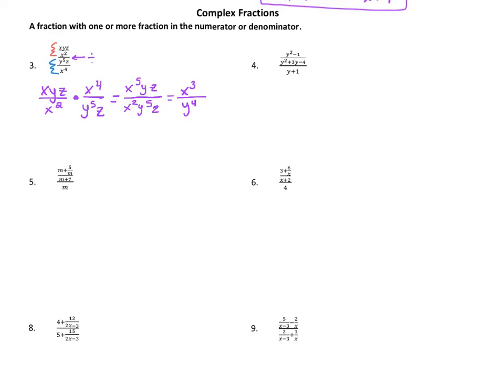Because my z's will divide to 1. I have 1y on top and 5y on the bottom, so that gives me 4 y's on the bottom. I have 5 x's on top and 2 x's on the bottom, so that leaves me with 3 x's on top.